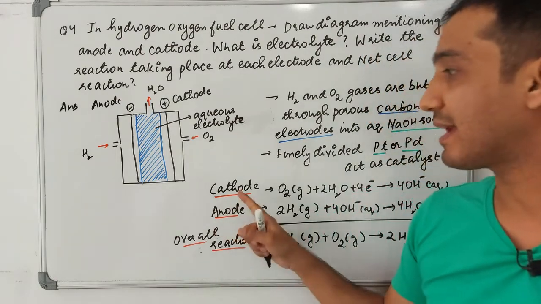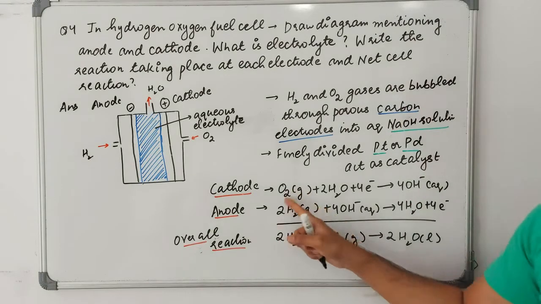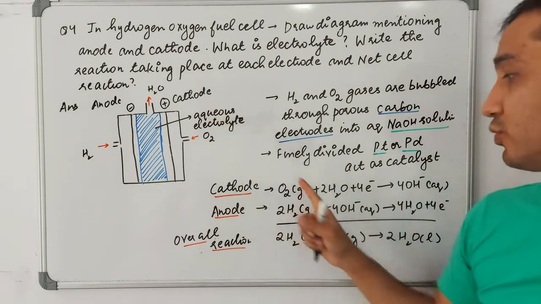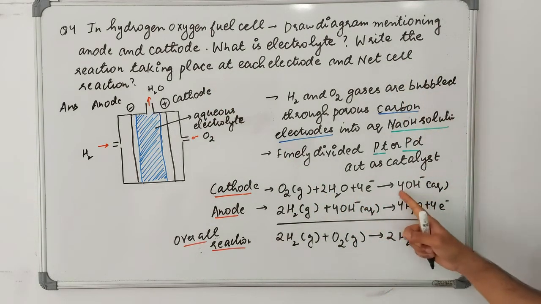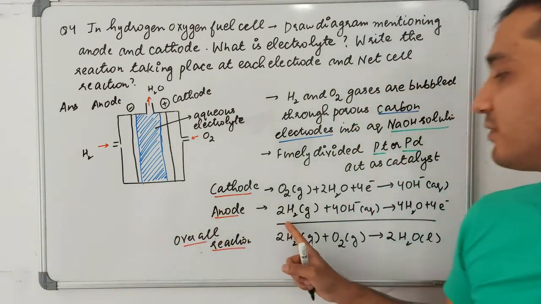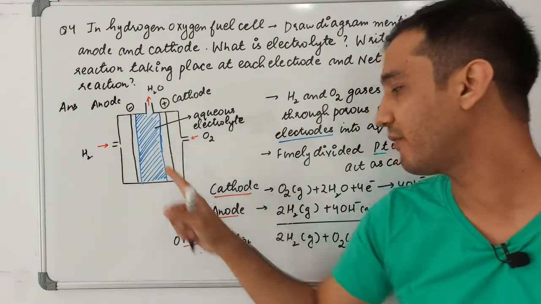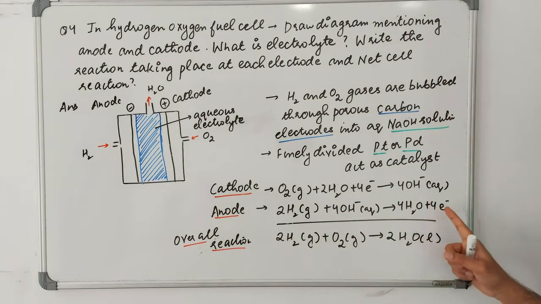Next, what happened at the cathode? At the cathode, always remember, reduction happens. So oxygen will combine with the water, because it is an aqueous solution, and it will gain 4 electrons which are coming from the anode to form 4 OH negative. Next, what happens at the anode? Hydrogen will combine with 4 OH negative from the aqueous electrolyte, resulting in formation of 4 H2O, and 4 electrons are released.